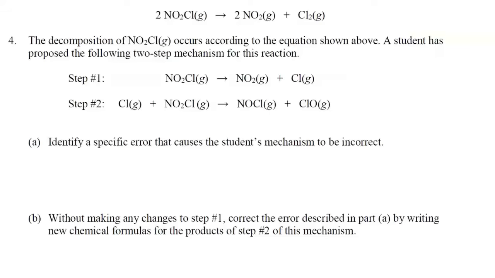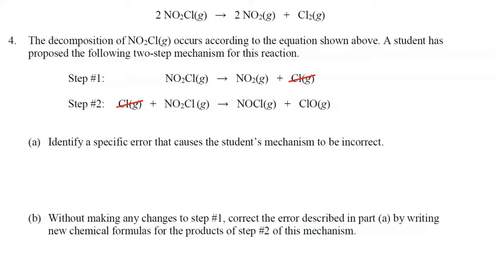All right, our next question in the packet is question 4. The decomposition of NO2Cl occurs according to the equation shown above. A student has proposed the following 2-step mechanism for this reaction. So the first thing I'm going to try to do with this 2-step mechanism is see if I can cross anything off that appears on both the left and the right side of the equation. So I see the particle Cl that is formed as a product in step 1, and then I see that Cl is consumed as a reactant in step 2. So it looks like Cl is potentially an intermediate.